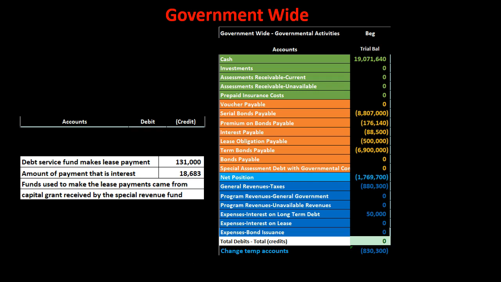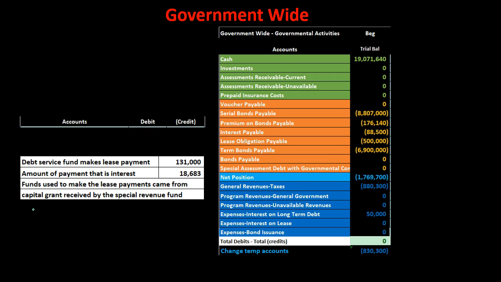Back to the government-wide activity. Next item says that the debt service fund makes a lease payment, and the funds used to make the lease payment came from the capital grant received from the special revenue fund. So we got a grant received from the special revenue fund. We're going to record that first. That went to the debt service fund. The debt service fund then used that to pay for a lease payment.